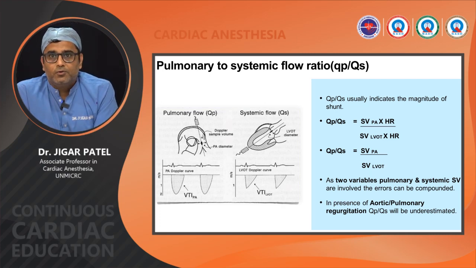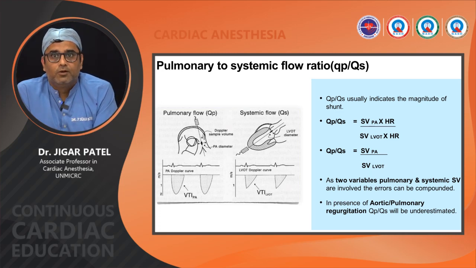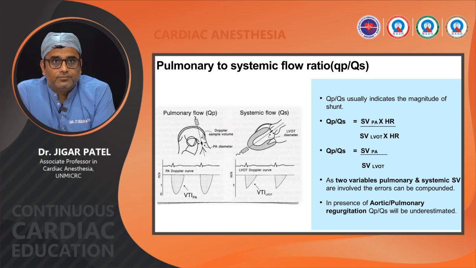So here two variables, pulmonary stroke volume and systemic stroke volume, are involved. If there is any error in measurement of this data, the error will be compounded. Also, if there is AR or PR, the QP you calculate will underestimate the actual QP/QS.